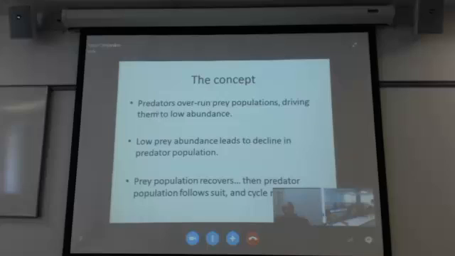Okay, so let's see how these guys interact. Predators can overrun the prey population. In other words, they can eat too many of the prey, driving the prey to low abundance. Low prey abundance, in turn, leads to a decline in predator population. If you have to eat these little guys to live, and you overeat them, and there aren't many left, then you start to die. The thing is, though, if you have a decline in the predator population, the prey population recovers, and it goes big again, which means the predator population can follow suit, and so on and so forth. And you've got a cycle with a well-defined lag built in.